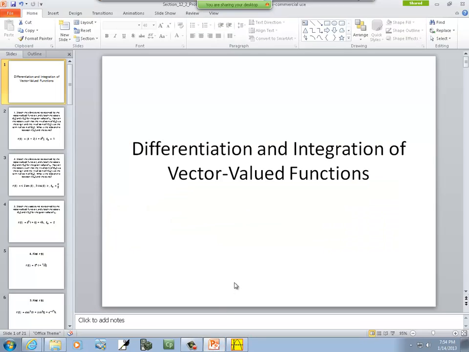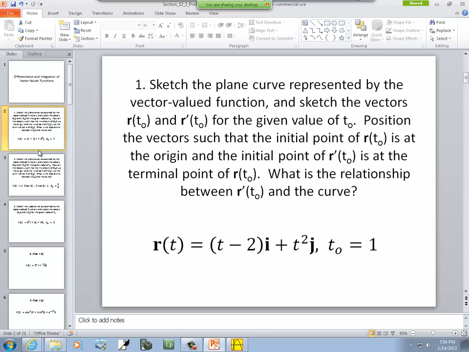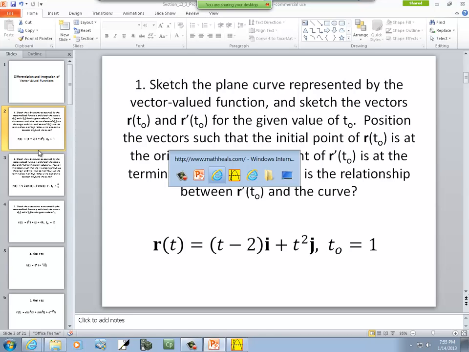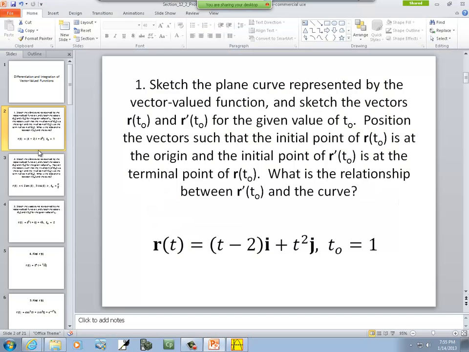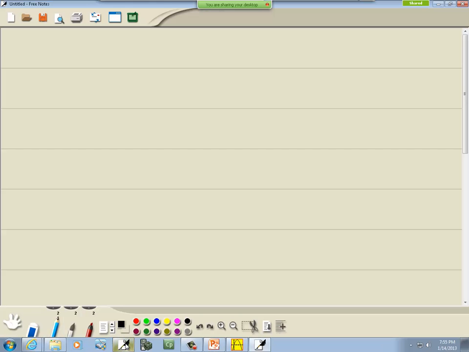Let's take a look at differentiation and integration of vector-valued functions. And our first problem here. I should get my tablet running, I guess. There we go.